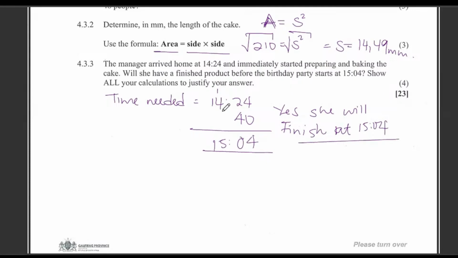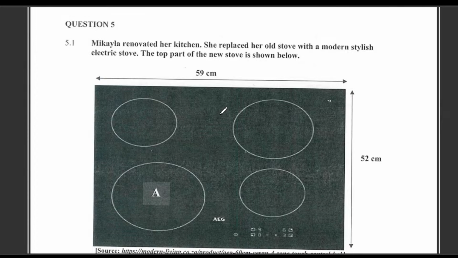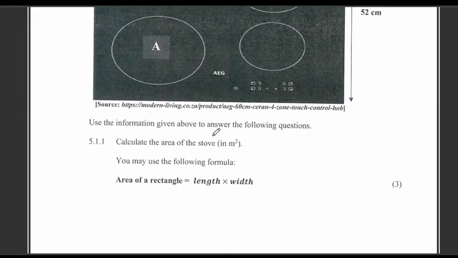Okay, we go on and we see question number 5. Question number 5 says, Mikhail renovated her kitchen. She replaced the old stove with a modern stylish electric stove. The top part of the new stove is shown below. Look at that. What do you analyze? We have the length and we have the width. You can see different shapes here.